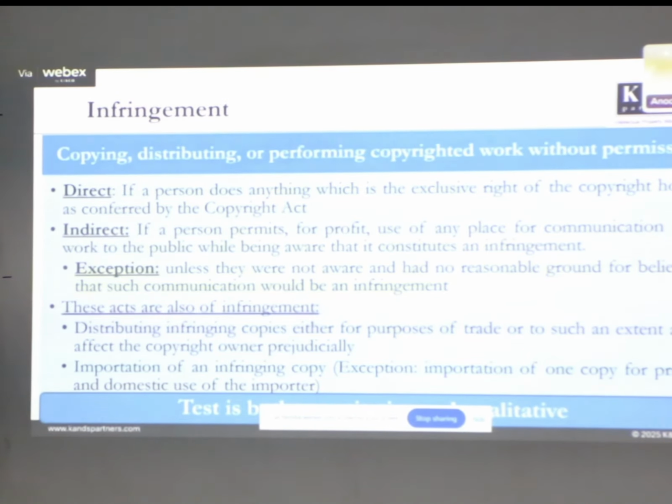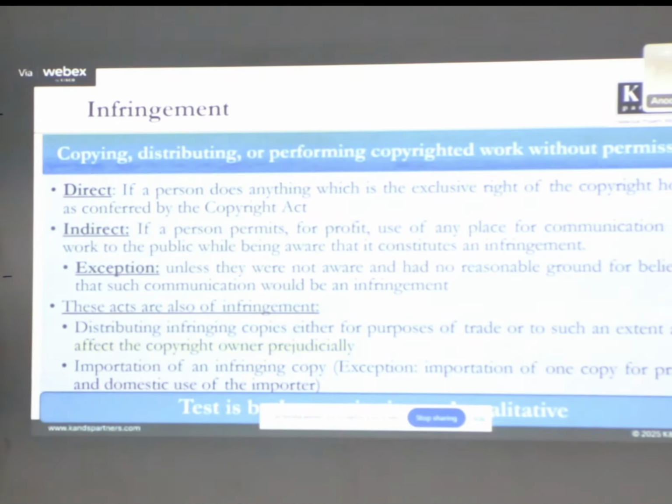Now, what is direct infringement? If I am the copyright holder and I have the exclusive right, and you do something that is my right exclusively and I have not authorized it, then it is a direct infringement. So if a person does anything which is the exclusive right of the copyright holder as conferred under the Act, then it is a direct infringement.